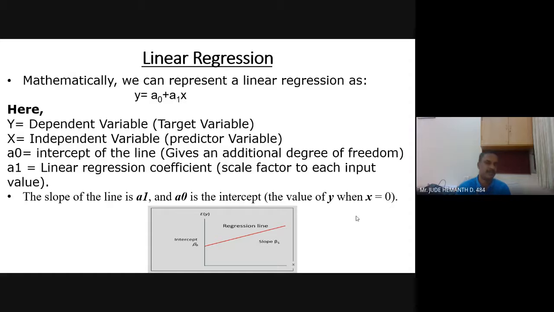Right? Remember, if you do not have A1 and A0, what will happen? It will be just like Y is equal to X. Then that means there is no relation. Only that A1 gives some weightage. If it is 0.5 or 3, accordingly the X value changes, and we are going to capture the relationship with Y. So that M and C, A0 and A1 are very, very important.